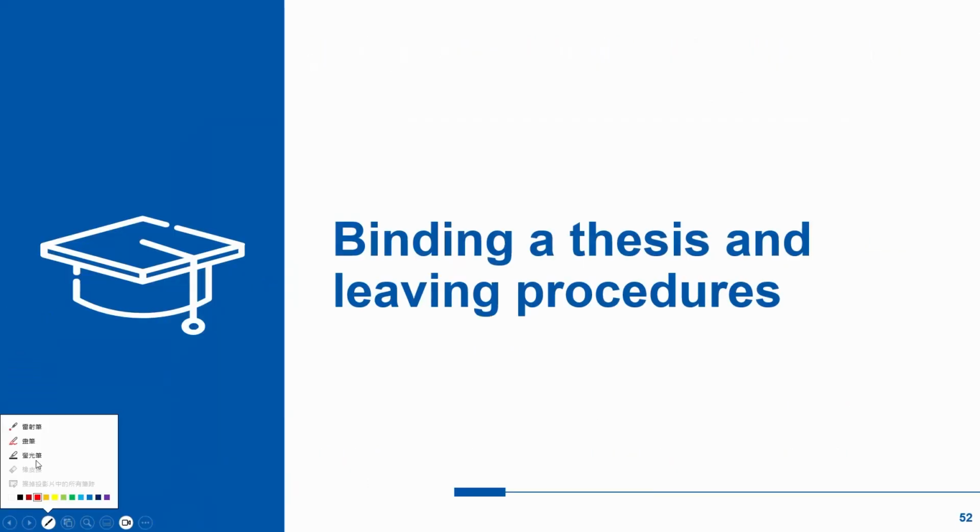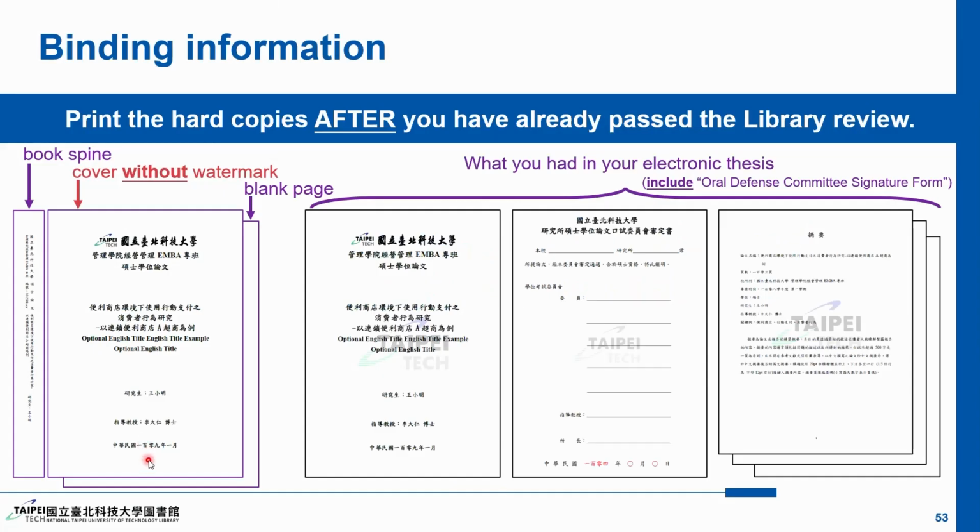Once your thesis has been approved, you can print the hard copies. The content of the printed thesis should match what you uploaded, but you need to create a new cover without a watermark for the printed version. And here is the binding information. For the cover color, master's theses should be light yellow and doctoral theses should be light gray.